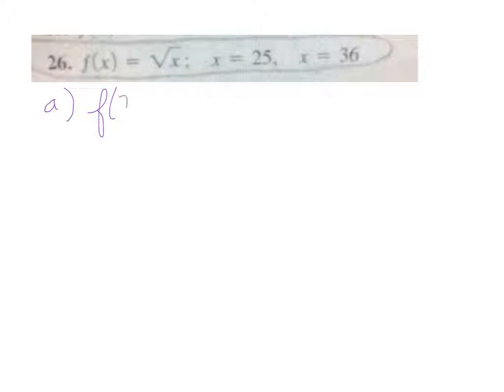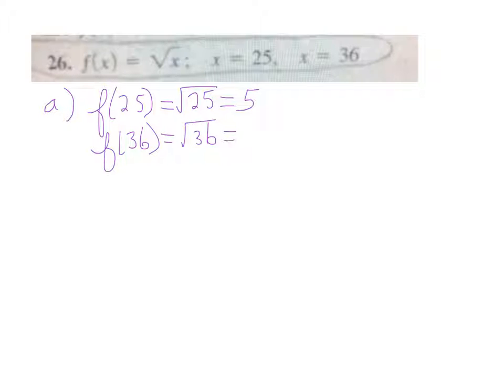do is get your y values. If x equals 25, then y is the root of 25, which is 5. And if x equals 36, then y is the root of 36, and that equals 6. Now we'll just assume that they want just the positive roots here, because we just need 2 points. So it gives us x equals 25, y equals 5, and x equals 36, y equals 6. In order to find the equation of the secant line, it's just the line between these 2 points.